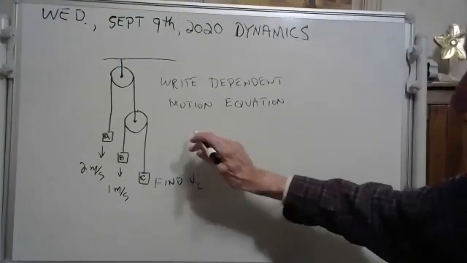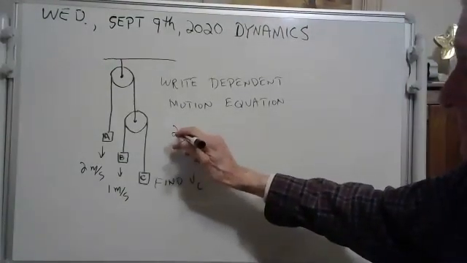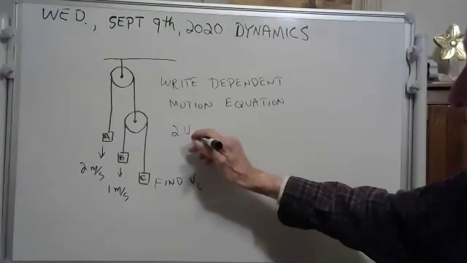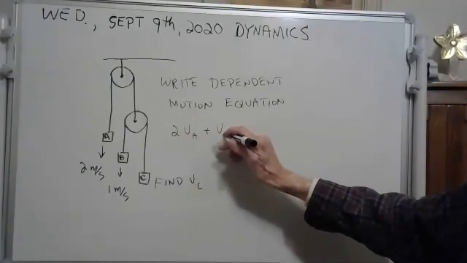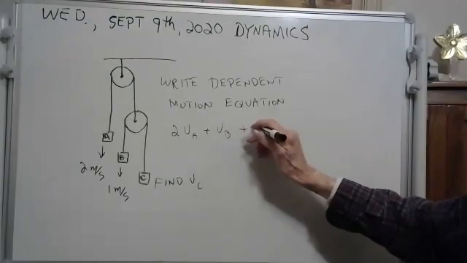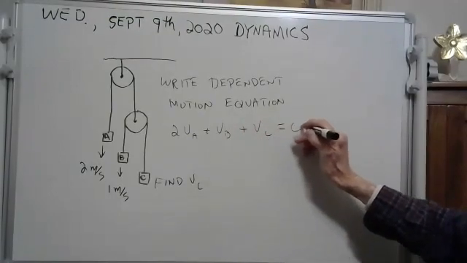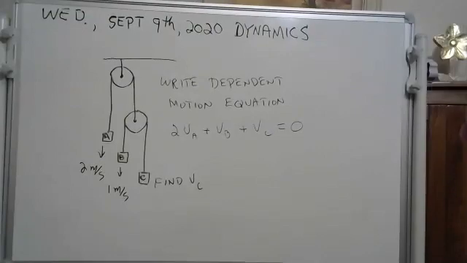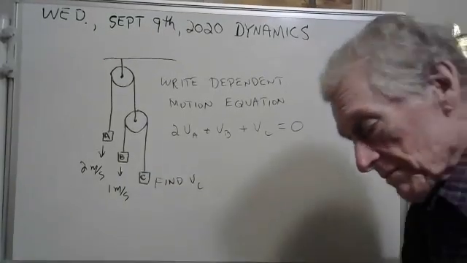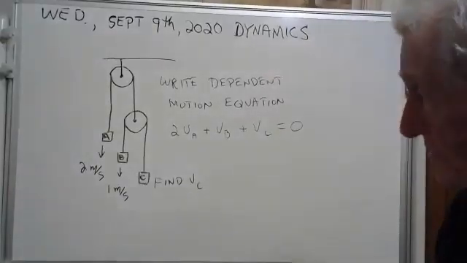2VA plus VB plus VC equals 0. 2VA plus VB, is that what you said? Plus VC equals 0? Yes. Well, now let me think about this a minute here. Now, wait a minute, Stuart. Yeah, Stuart, I think that's right. Good going. I think that's right.